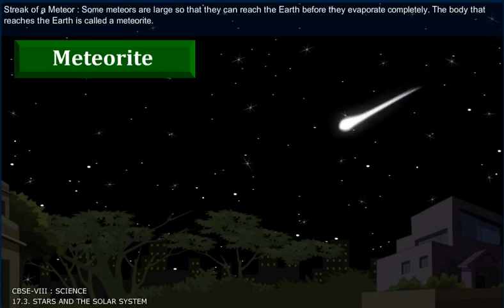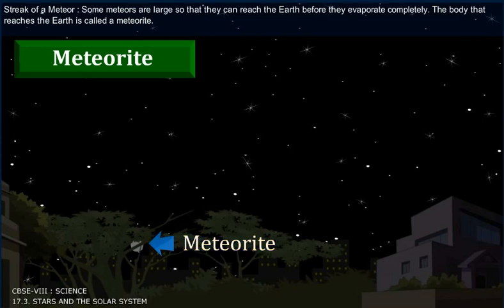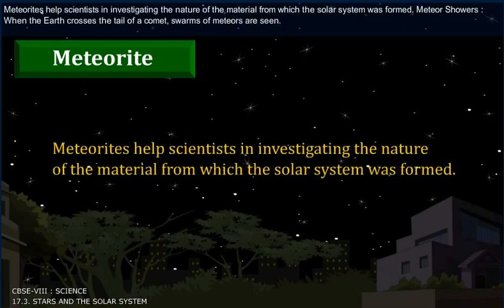Streak of a meteor. Some meteors are large so that they can reach the Earth before they evaporate completely. The body that reaches the Earth is called a meteorite. Meteorites help scientists in investigating the nature of the material from which the solar system was formed.